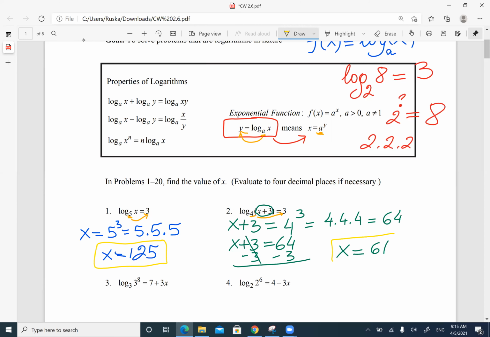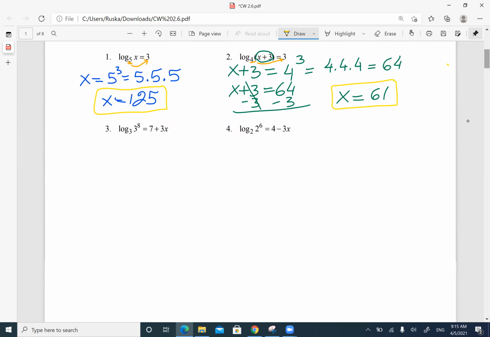Everybody understanding that? Any questions? No? Everybody good with this so far? Okay, let's go ahead and do some more then. We're going to go ahead and do the next one, number 4.